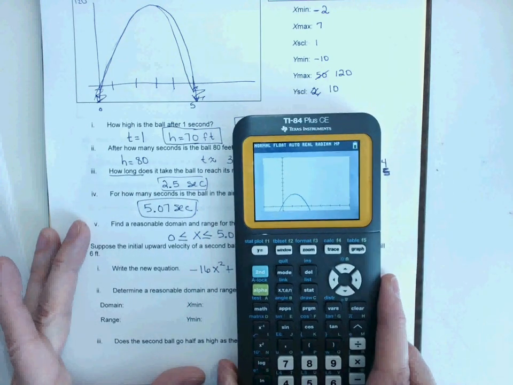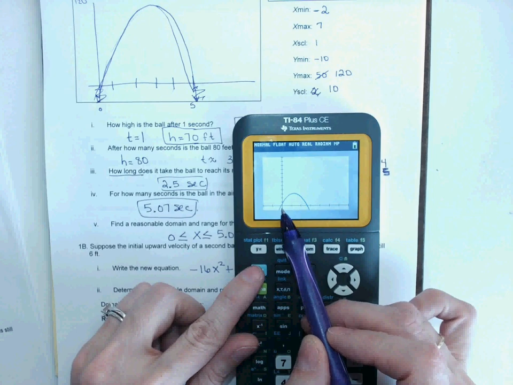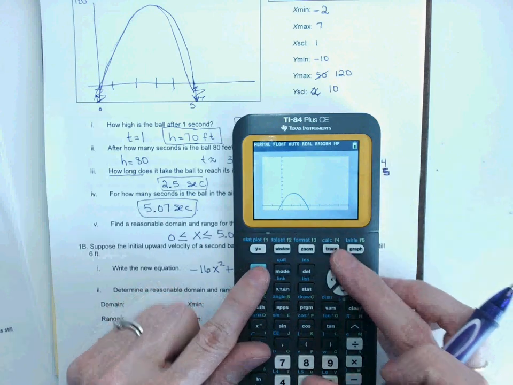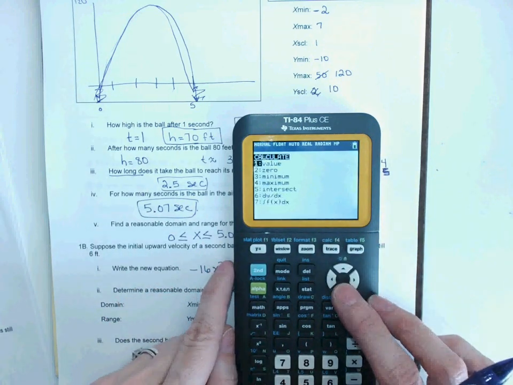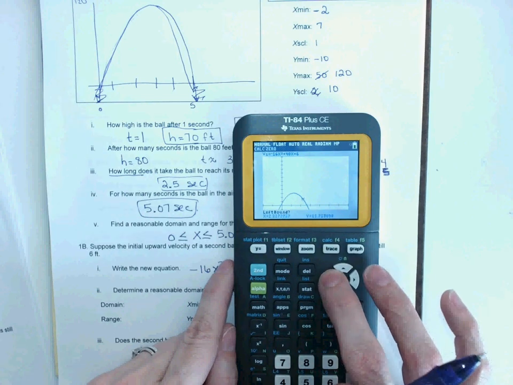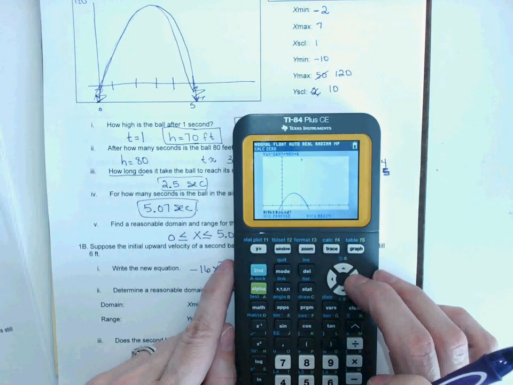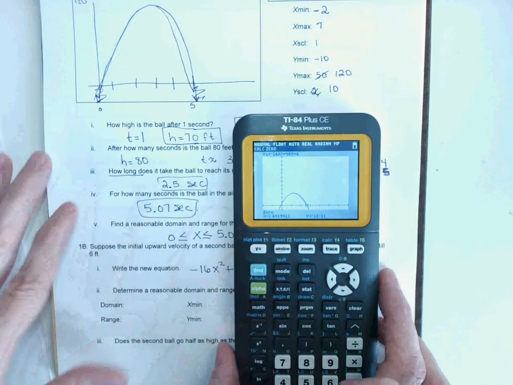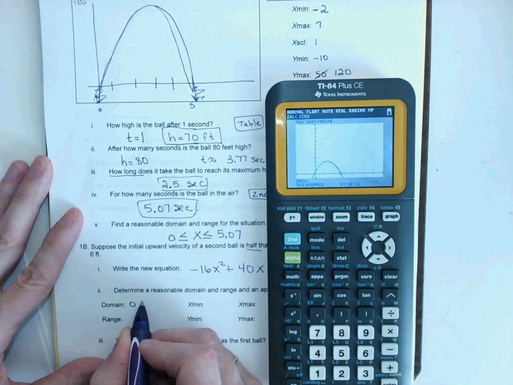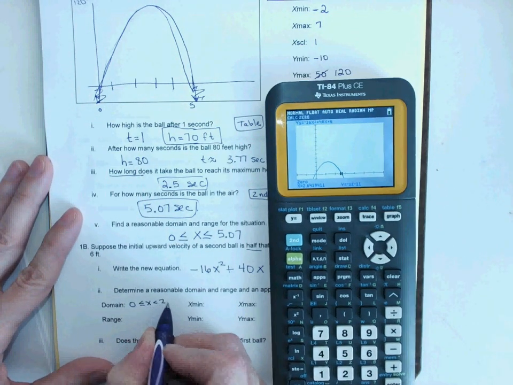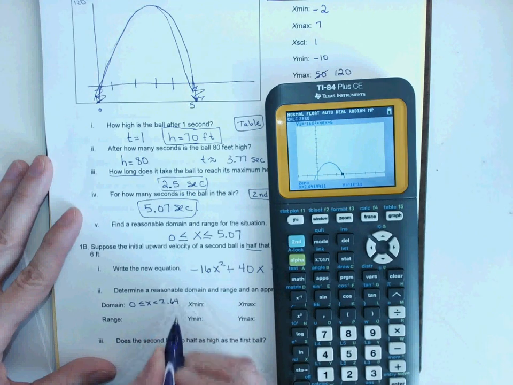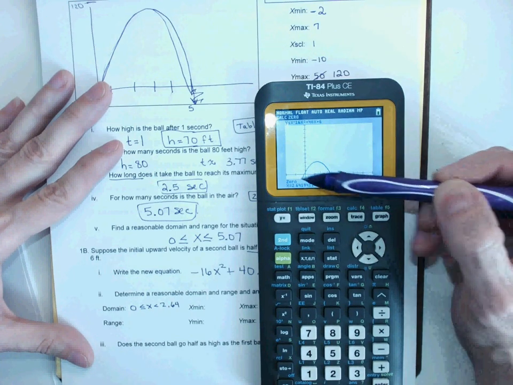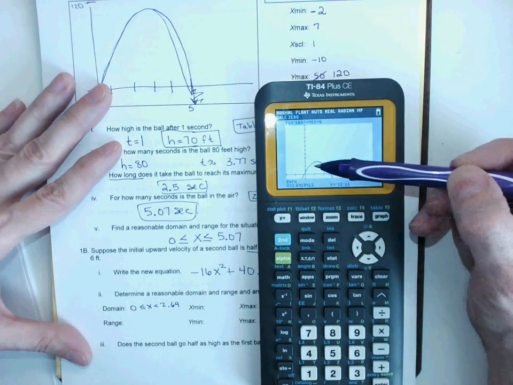So let's think about the domain from 0 all the way to that point, which is more than 2 and less than 3. We need to find out what that point is. So I'm going to use second trace 0, go to the left of that point, go to the right of that point, and hit enter. So about 2.64 seconds. So the domain is between 0 and 2.64 seconds. The range similarly starts at 0, we're not counting the stuff underneath, and goes up to the maximum.